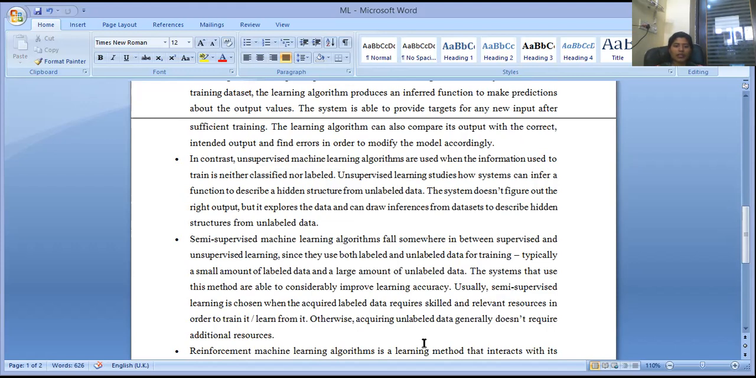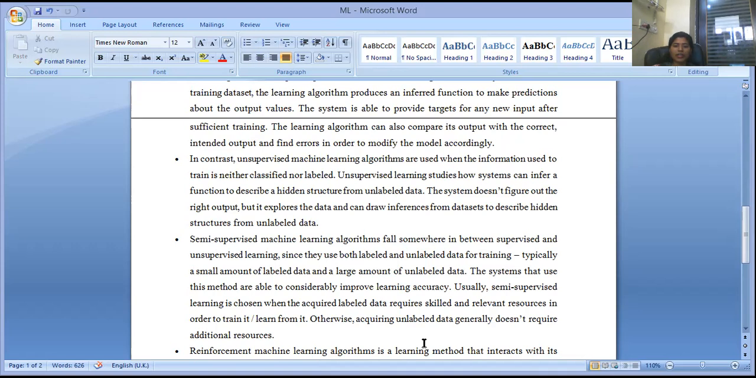Now comes semi-supervised, after supervised and unsupervised, and then reinforcement. Semi-supervised learning algorithms fall somewhere in between supervised and unsupervised learning, since they use both labeled and unlabeled data for training. Basically we use supervised and unsupervised learning algorithms both. Typically a small amount of labeled data and a large amount of unlabeled data is used: a small amount of data for the labeled part and a large amount of data for the unlabeled, isn't it?